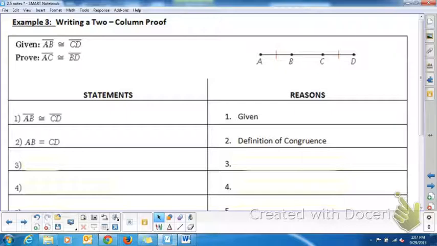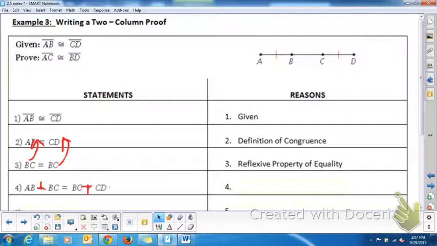Step 3. What do I know now? Well, I know that segment BC would be congruent to itself. Every segment is congruent to itself using the reflexive property of equality. Then if I add BC to both sides of this equation, if AB was equal to CD and BC is equal to itself, then I can add BC to both sides of this equation in step 2. This is using the addition property of equality.